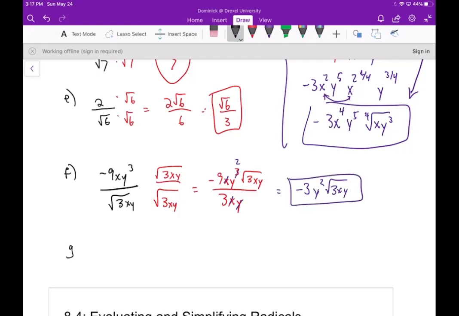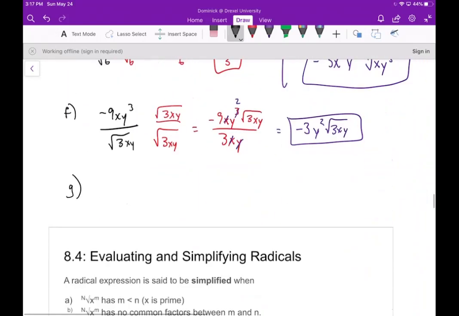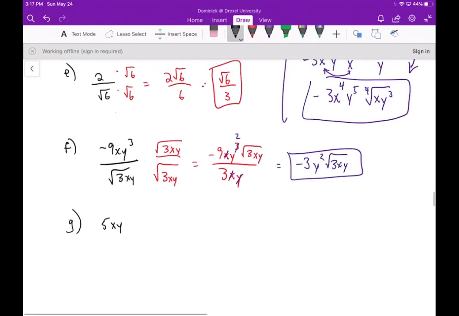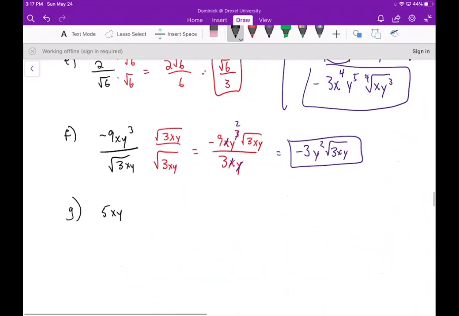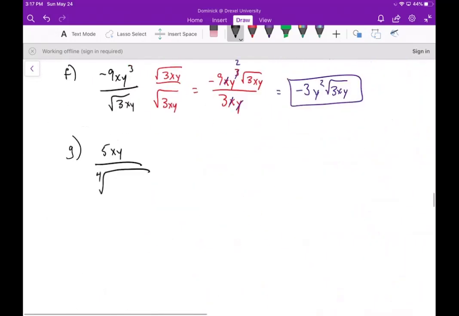Okay, and then finally part G is a 5xy over the 4th root of 2x squared y. Right, so again, this is really like 2x squared y to the 1/4.